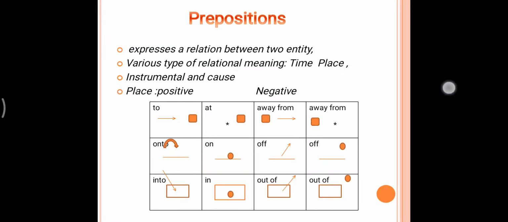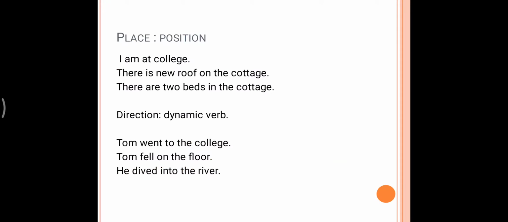See, the plus is given here, plus position. What is given in the earlier slide? I am at college. There is a new roof on the cottage. There are 2 beds in the cottage. So it is given in such a position plus. Dynamic verb is used in direction.